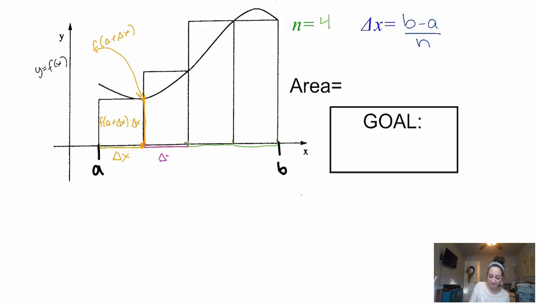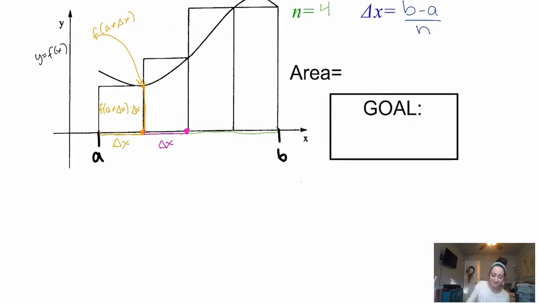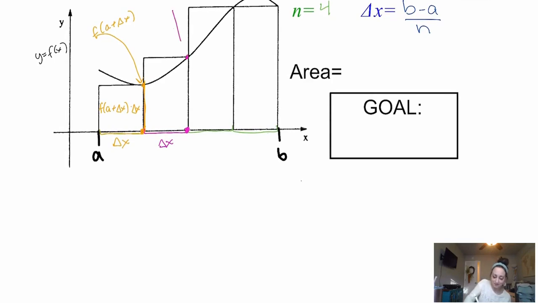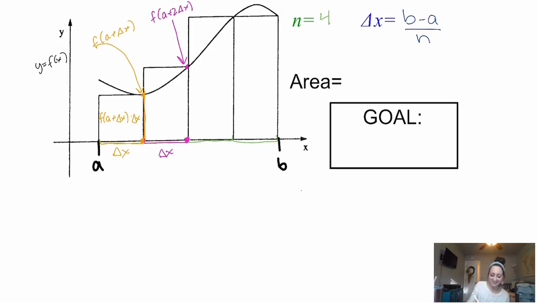So here's another delta x, right? So do you agree that this x value is a plus 2 delta x, right? So that means that this y value here is f of a plus 2 delta x. Okay, so the area of that second rectangle is going to be the height, which is the y value, f of a plus 2 delta x, times the base, which is delta x. Okay, are we seeing a pattern? Let's see if we can keep going here.